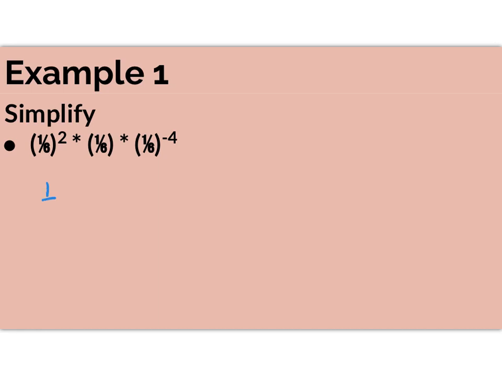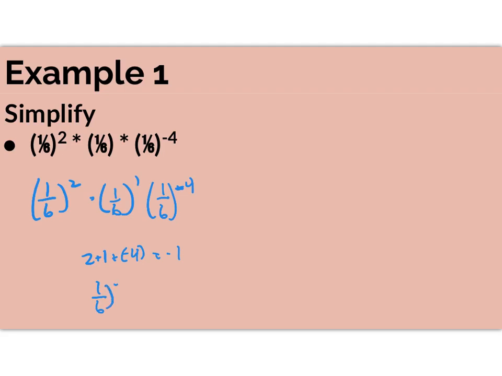Okay, 1/6 squared times 1/6 to the first times 1/6 to the -4th. And look at this. We're multiplying, so that means add the exponents. 2 plus 1 plus -4 is -1. So 1/6 to the -1 gives us 6 over 1, because the flat fraction flips. 6 over 1 equals 6, and this is simplified.